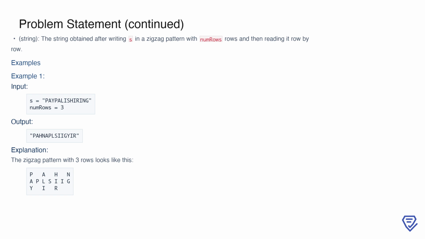If the input string is PAYPALISHIRING and the number of rows is 3, the output should be PAHNAPLSIIGYIR. In this case, the zigzag pattern is formed by placing the letters in 3 rows. As you can see, the first row contains P, A, H, and N, the second row contains A, P, L, S, I, I, G, and the third row contains Y, I, and R. Reading each row in order, we get the output string PAHNAPLSIIGYIR.